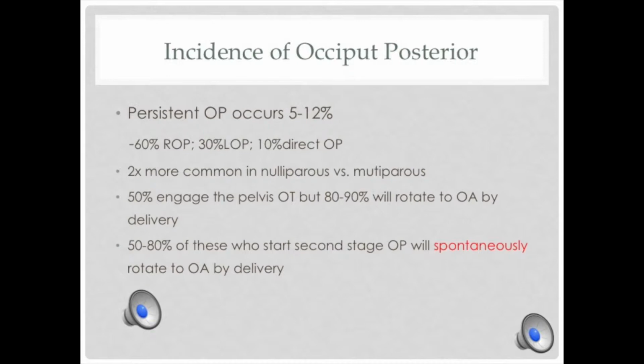Epidural itself doesn't cause malposition. However, one study suggests that delaying epidural until the patient is 5 centimeters and plus or minus 0 station may help to decrease the OP position. As you see in this slide, the majority of babies rotate spontaneously to OA during labor. Even if the baby starts descending in the second stage in persistent OP, among those babies, 50 to 80% spontaneously rotate to OA while the patient is pushing.